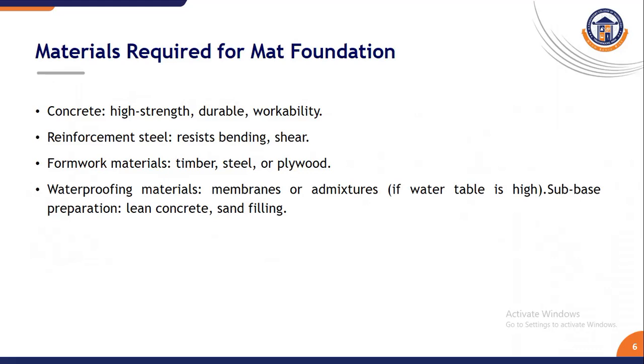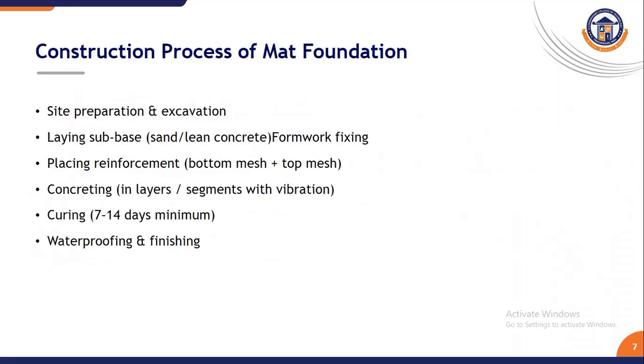And then formwork, which is made of timber, steel, or plywood. Waterproofing membranes are essential when the groundwater table is high. And then subbase generally uses lean concrete or sand filling to provide a smooth and stable base. For example, in waterlogged areas like Calcutta, waterproofing admixtures are added to raft foundations to avoid seepage into the basement level. Right.